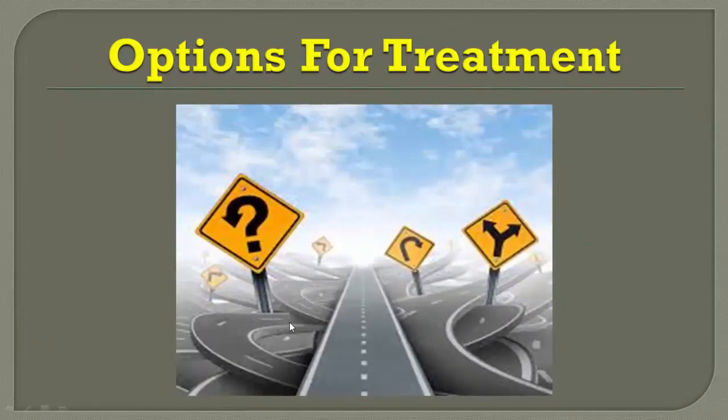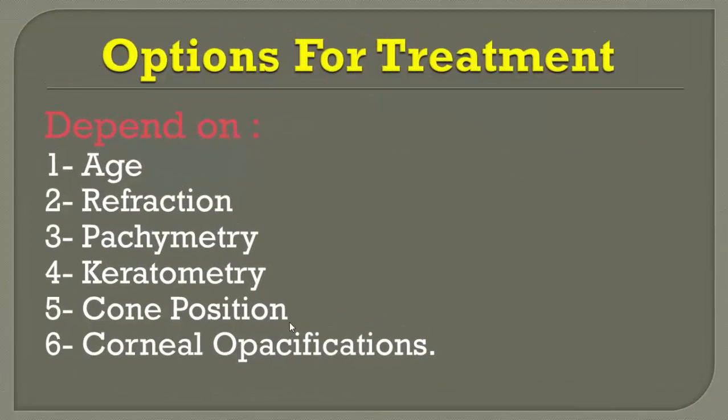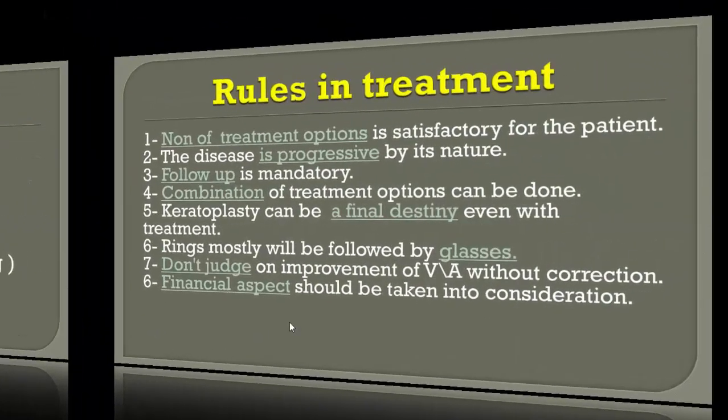Options for treatment of keratoconus. There are many options for treating keratoconus. Options depend on age, refraction, pachymetry, keratometry, cone position, and corneal opacifications. Options for treatment include glasses and follow-up, hard contact lens, cross-linking by its types, transepithelial or Epi-off cross-linking, intracorneal rings including Kera rings or Mayo ring, and lastly keratoplasty, including lamellar or penetrating keratoplasty.